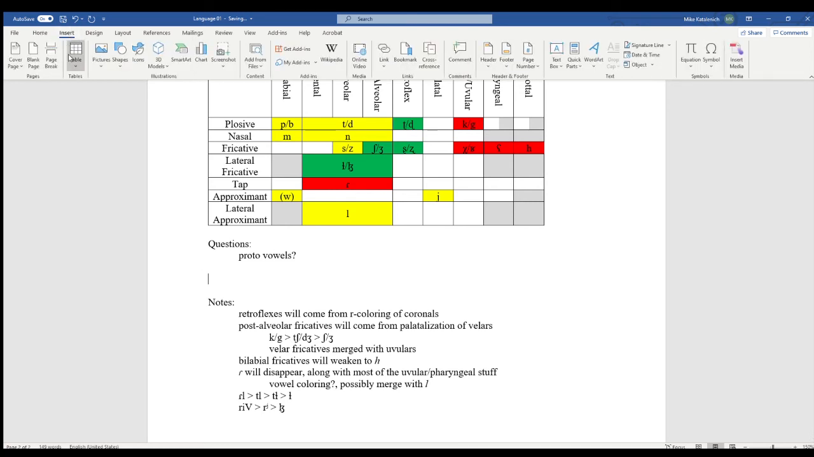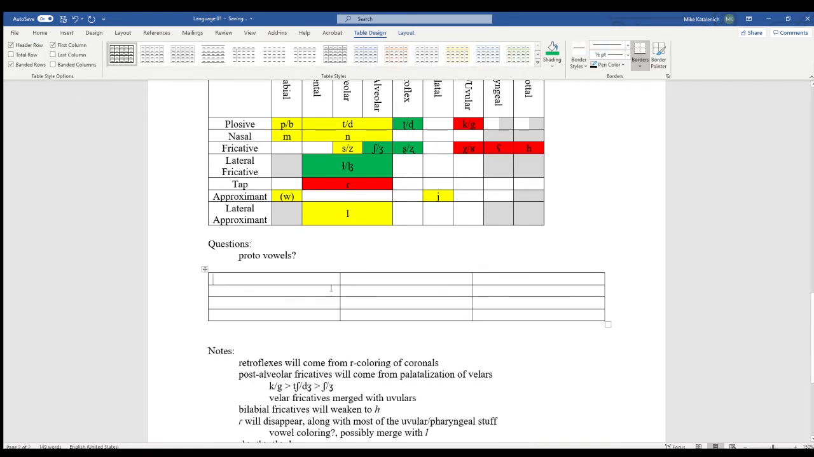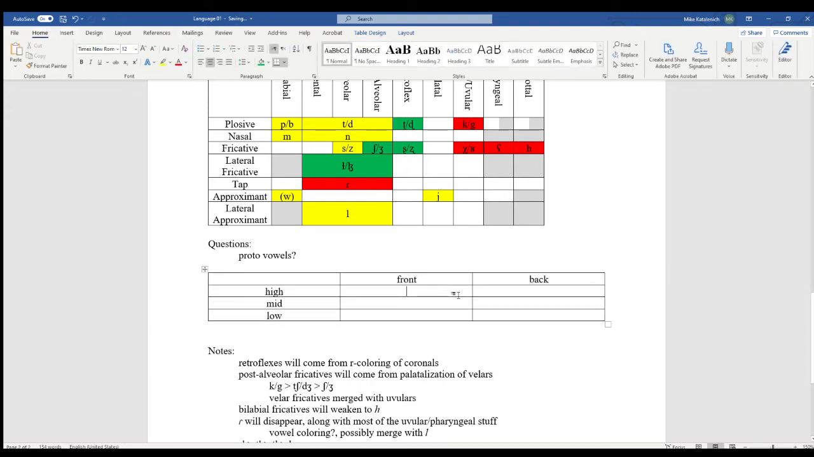I'm gonna do your standard stuff. Bigger. I'll do a little bit of labeling. So this is gonna be front, back, high, mid, low. I know that's not all the categories, but I don't care because I'm not using all the categories. Our proto language is going to have fairly simple vowels.